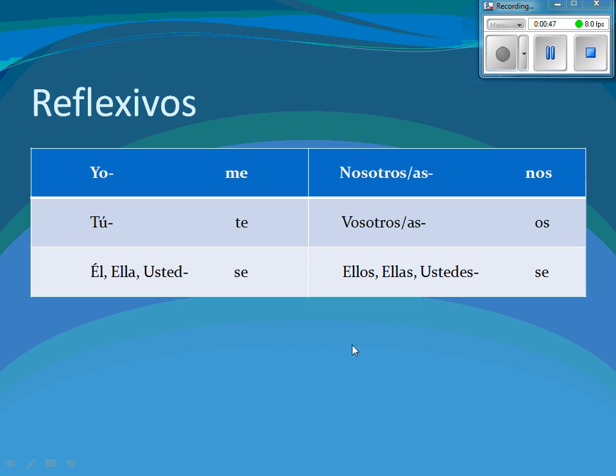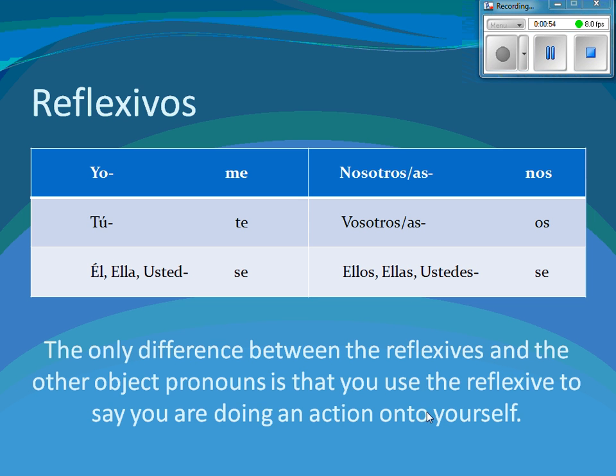The reflexives are the same except for se in the él, ella, usted form and se also in the ellos, ellas, ustedes form. The only difference between the reflexives and the other object pronouns is that you use the reflexive to say you are doing an action unto yourself. Examples of reflexive verbs are divertirse, alegrarse, and ponerse.